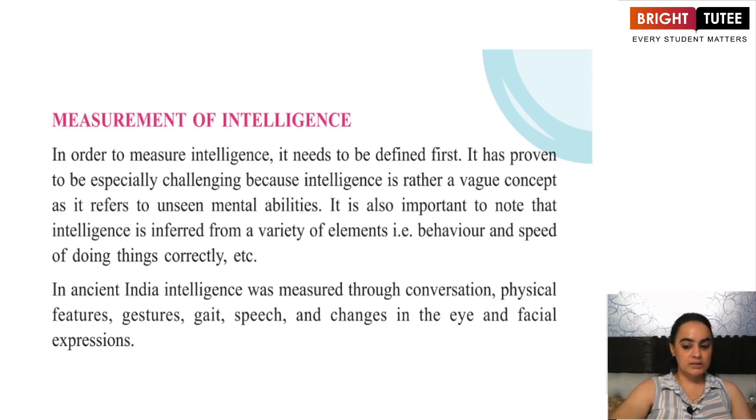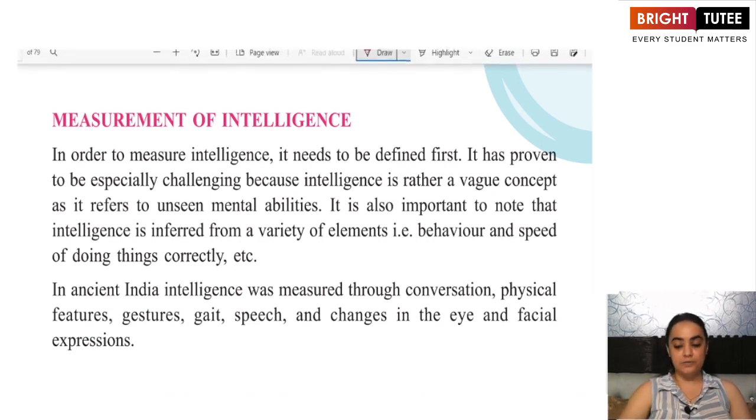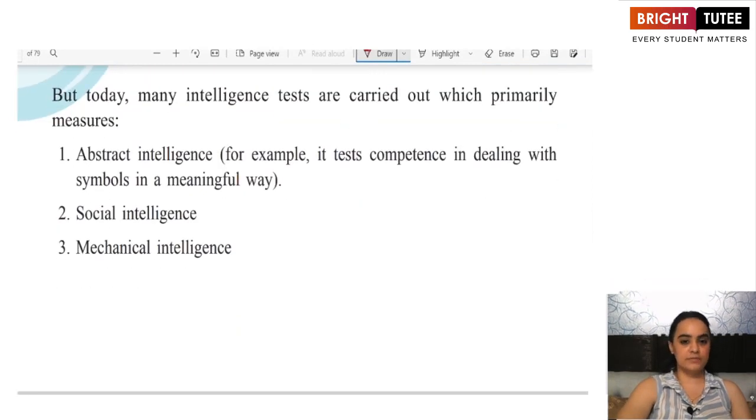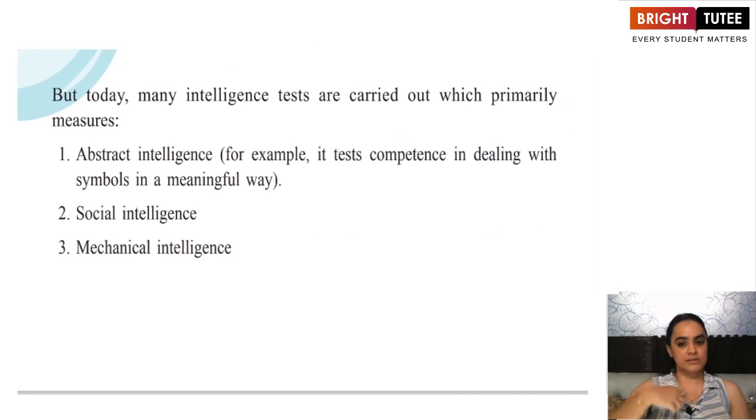We have learned that there are three types of intelligence as specified by the psychologists. We have abstract intelligence, which tests how well a person is able to understand and deal with symbols. Then we have social intelligence, how well you are able to deal with society. And mechanical intelligence, how well you are able to solve a problem to the best of your ability.